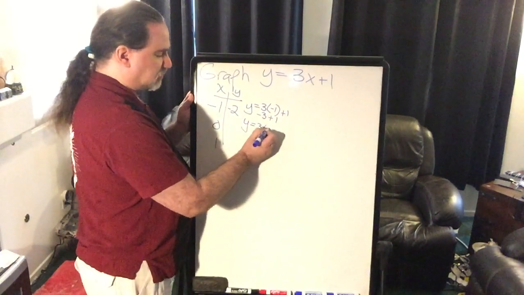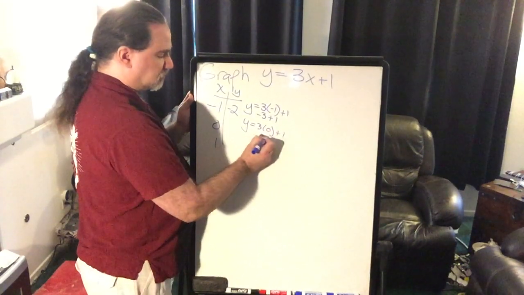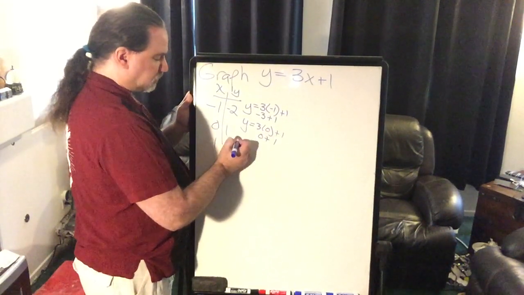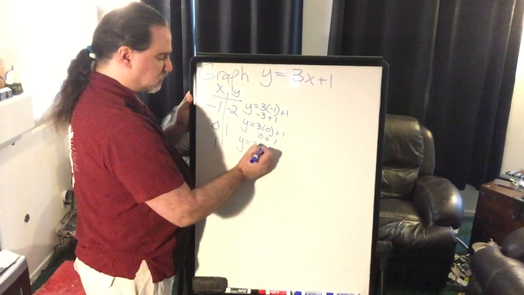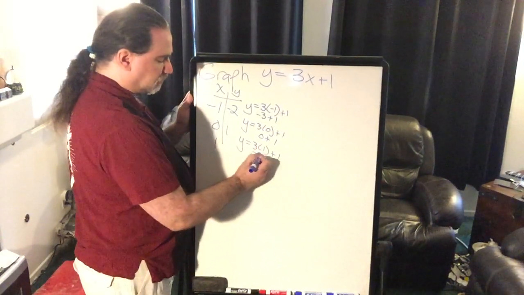Y equals 3 times 0. 3 times 0 is 0. 0 plus 1 is 1. We'll do it one more time. Y equals 3 times 1. 3 times 1 is 3. 3 plus 1 is 4.